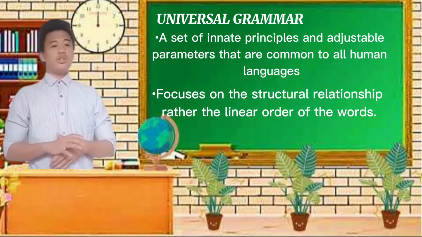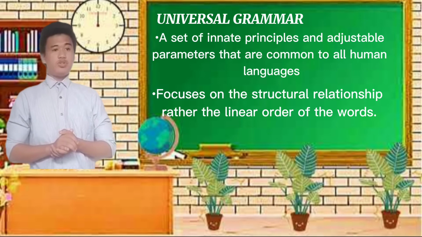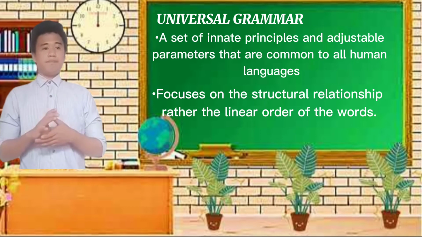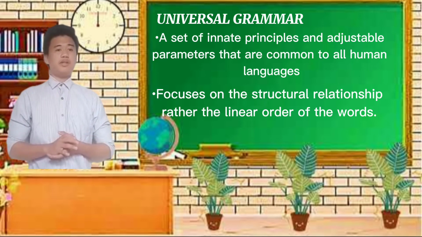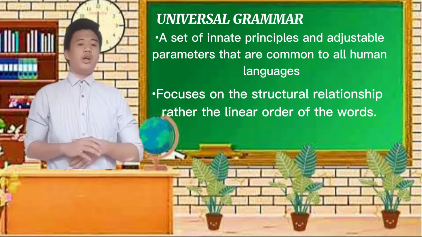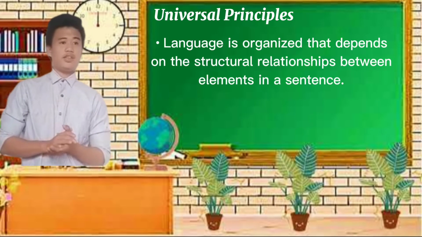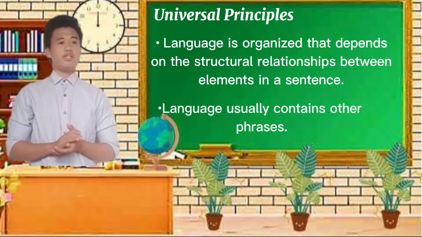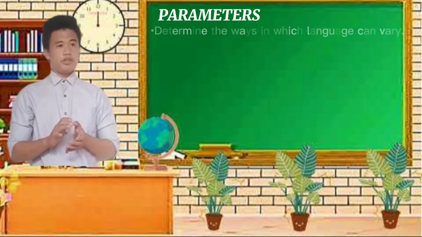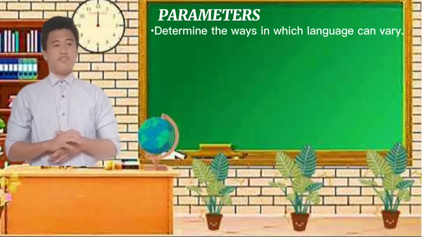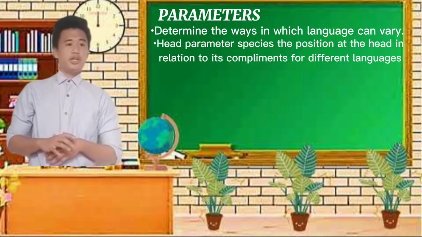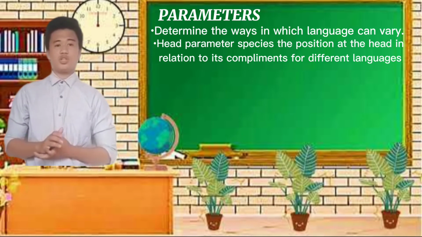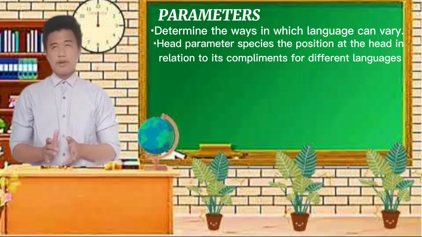It is not without criticism or controversy from scholars in the scientific community that the human brain contains an innate mental grammar to help humans acquire languages. Language is organized such that it depends on the structural relationship between elements in a sentence. Language usually contains other phrases. Parameters determine the ways in which language can vary. Head parameters specify the position of the head in relation to its complements for different languages.